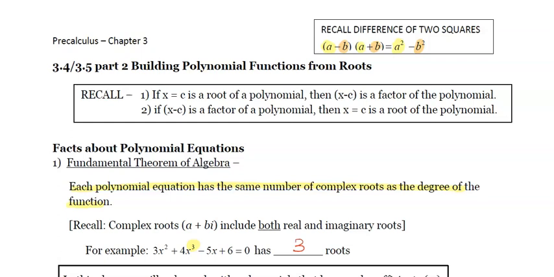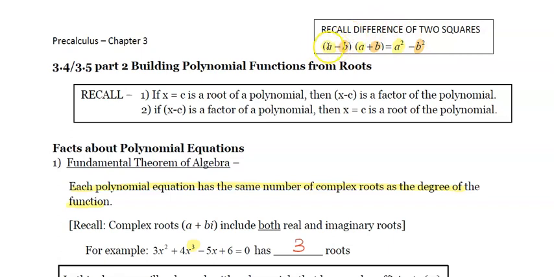Okay, let me go through the notes for 3.4, 3.5, part 2 in this video. This little box up top is probably one of the most important parts of the notes. Let me just refresh your memory. If you have the difference of two squares, a squared minus b squared, and you factor that, you get this.